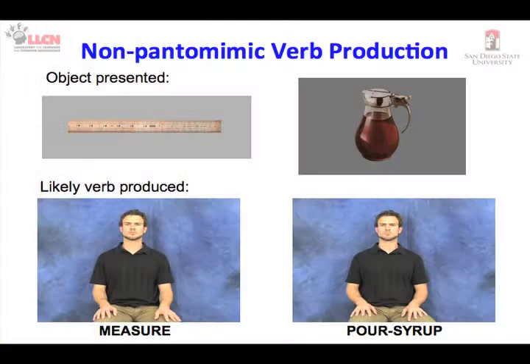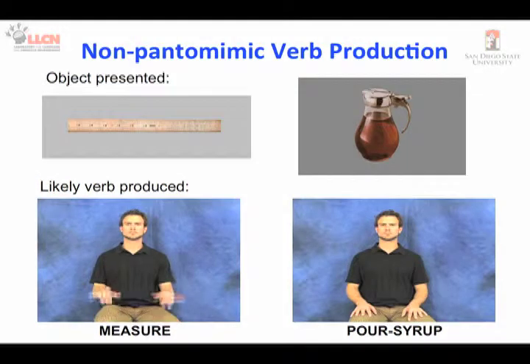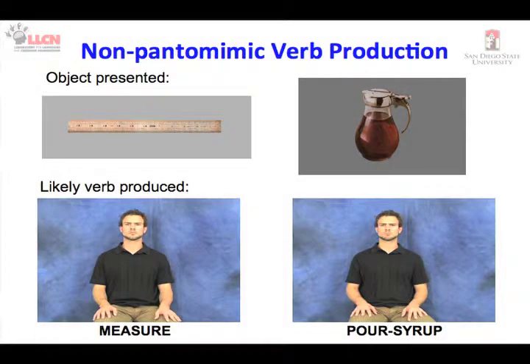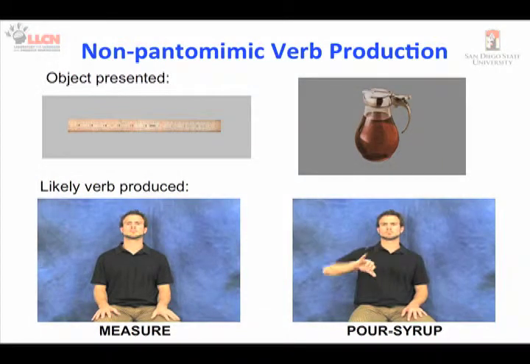Now in our non-pantomimic cases, you would be given an object, but the verb that was produced didn't have this kind of sensory motor iconicity. So here's the verb to measure in ASL. And this is my personal favorite, pour syrup or pour salad dressing. This would be the verb associated with syrup. So not a handling verb. And again, hearing people couldn't guess what the meanings of these signs were.